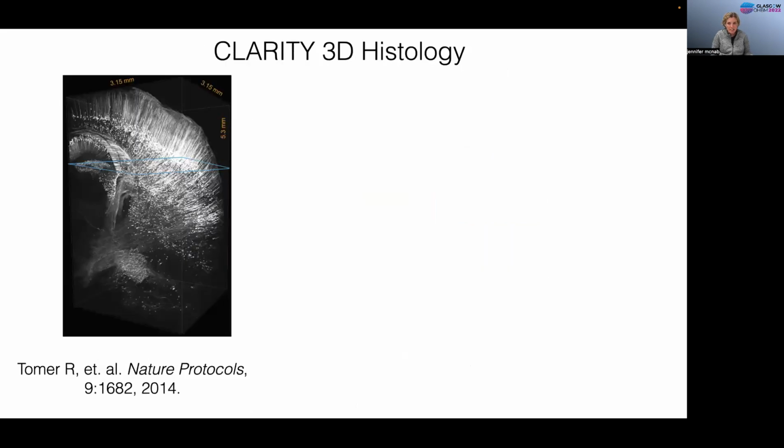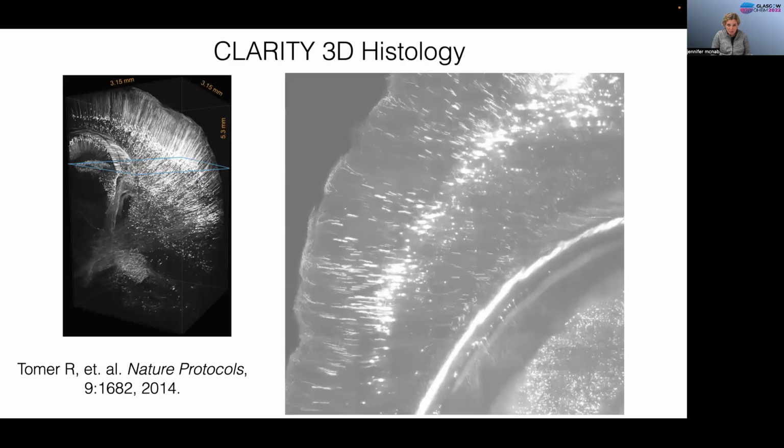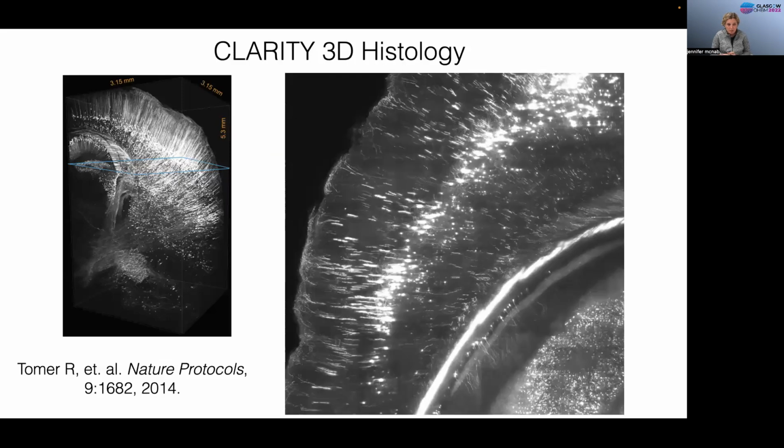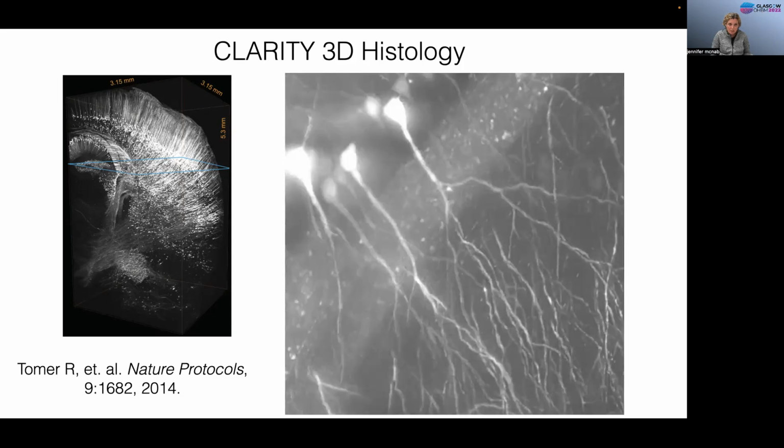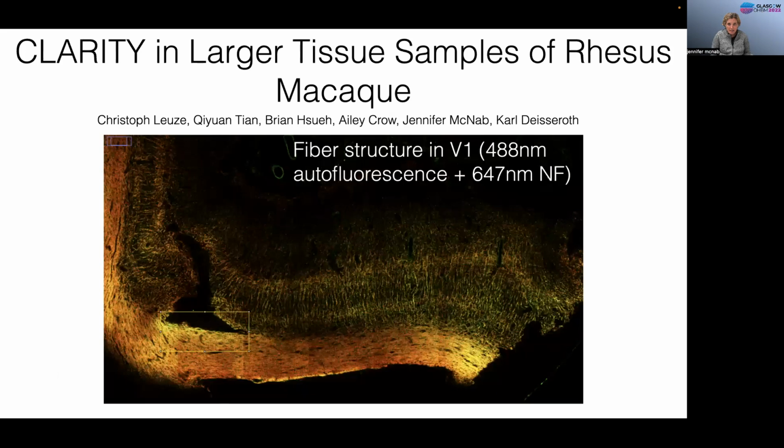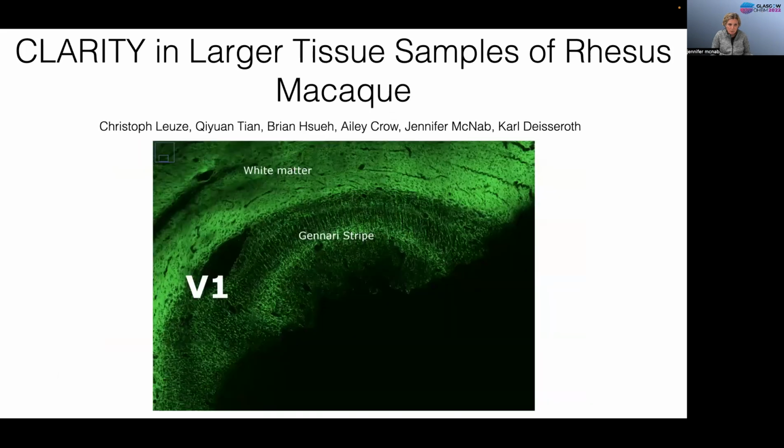Now, these images are very exciting. We can see a whole mouse brain here, which is about the volumetric limit that we've been operating at. Here we can see a whole mouse brain with exquisite visualization of individual neurons. We also seen some very nice results in larger tissue samples of a rhesus macaque, showing some of the expected patterns in the visual cortex. And again, here with the very easy to recognize Gennari stripe.